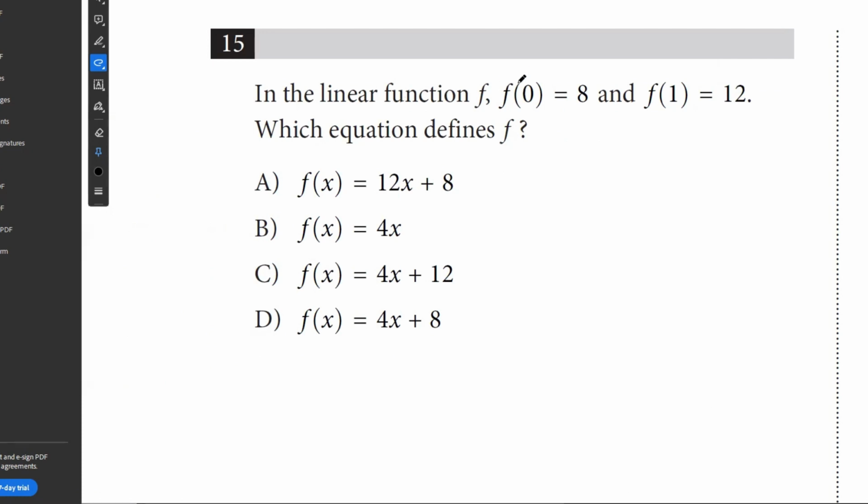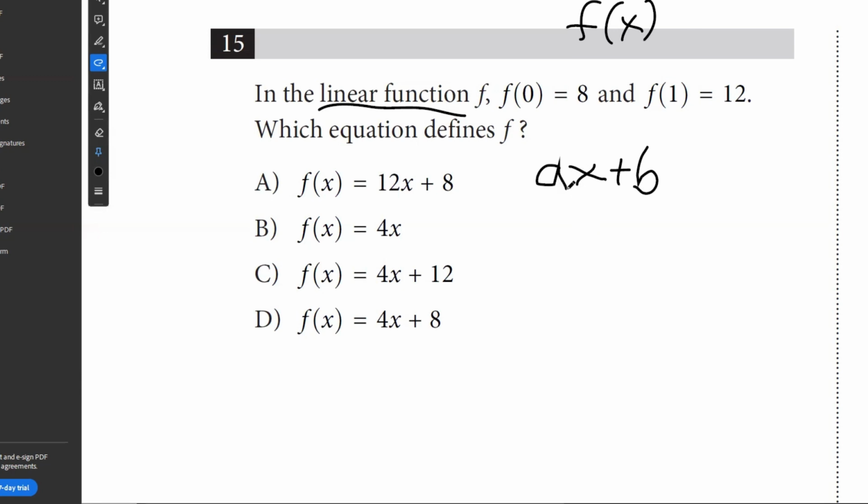In the linear function, f of 0 equals 8 and f of 1 equals 12. Which equation defines f? So if we have a linear function, we're going to say ax plus b. A linear function is written like this, where we don't know a and b yet. We're going to find them because they gave us some values. A function is f of x, right? So if you say f of 0, you're just plugging 0 wherever you see x. So let's plug this into our linear function.